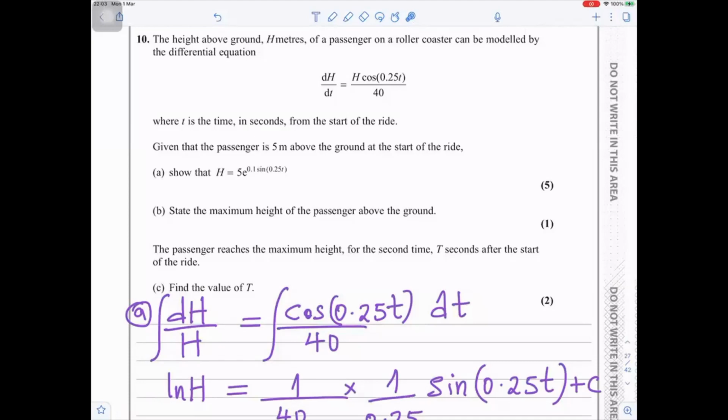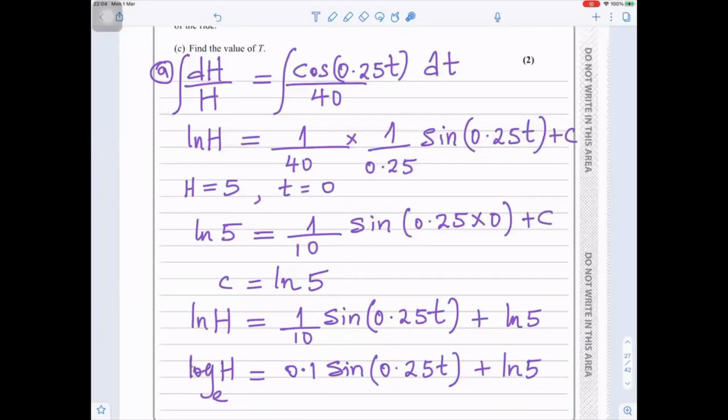Question number 10. The height above the ground, h meters, of a passenger on a roller coaster can be modeled by the differential equation. So part A says show that h is 5e to the 0.1 sine 0.25t. So we are given dh over dt. What we want to do is integrate. The opposite of differentiation is integration. So we want to integrate the right hand side, which is integrating that function.